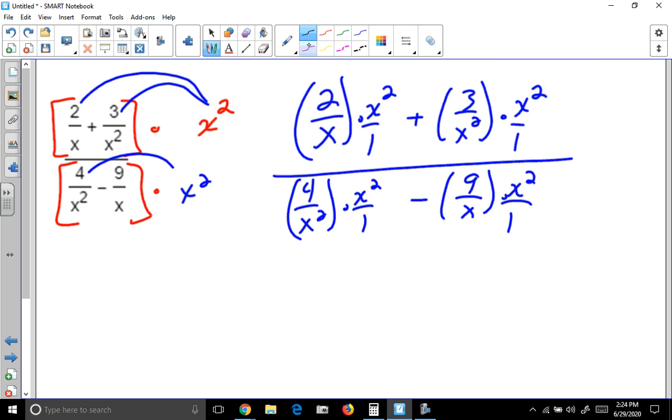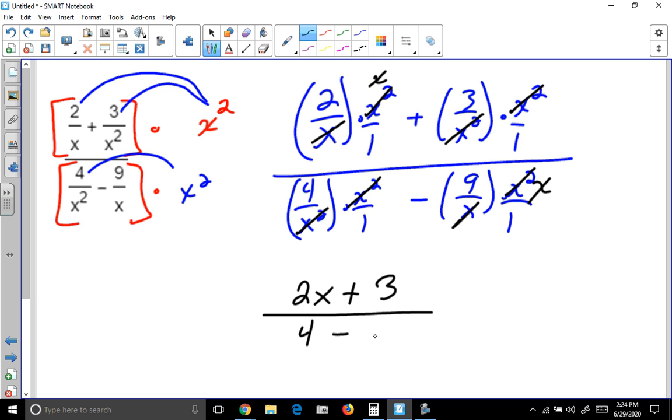So I can see that that x will cancel one of those x's because that's on top, that's on top, that's on bottom. So we're left with 2 times x. Here we have an x squared on bottom and 1 on top. Those cancel. That leaves us with a 3. Here, those cancel, leaving us 4. This cancels one of those, leaving us 9x.